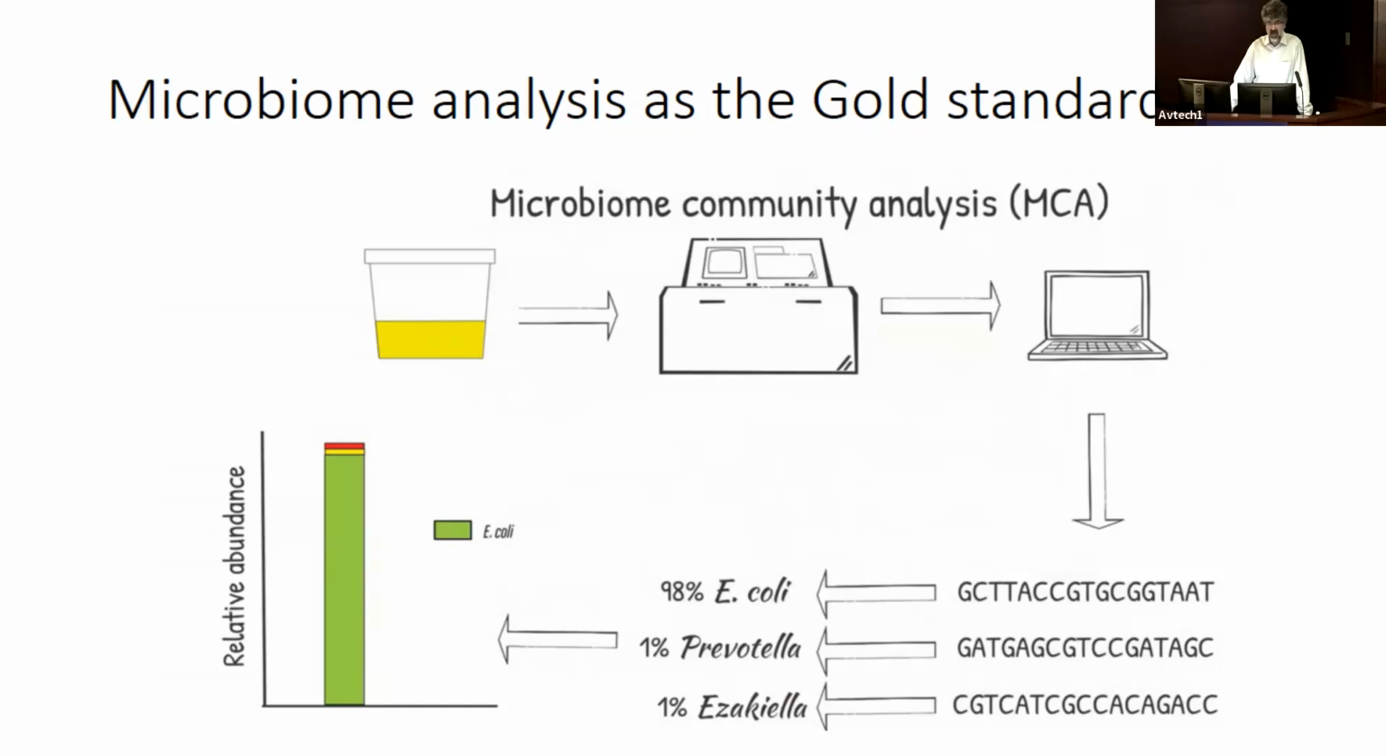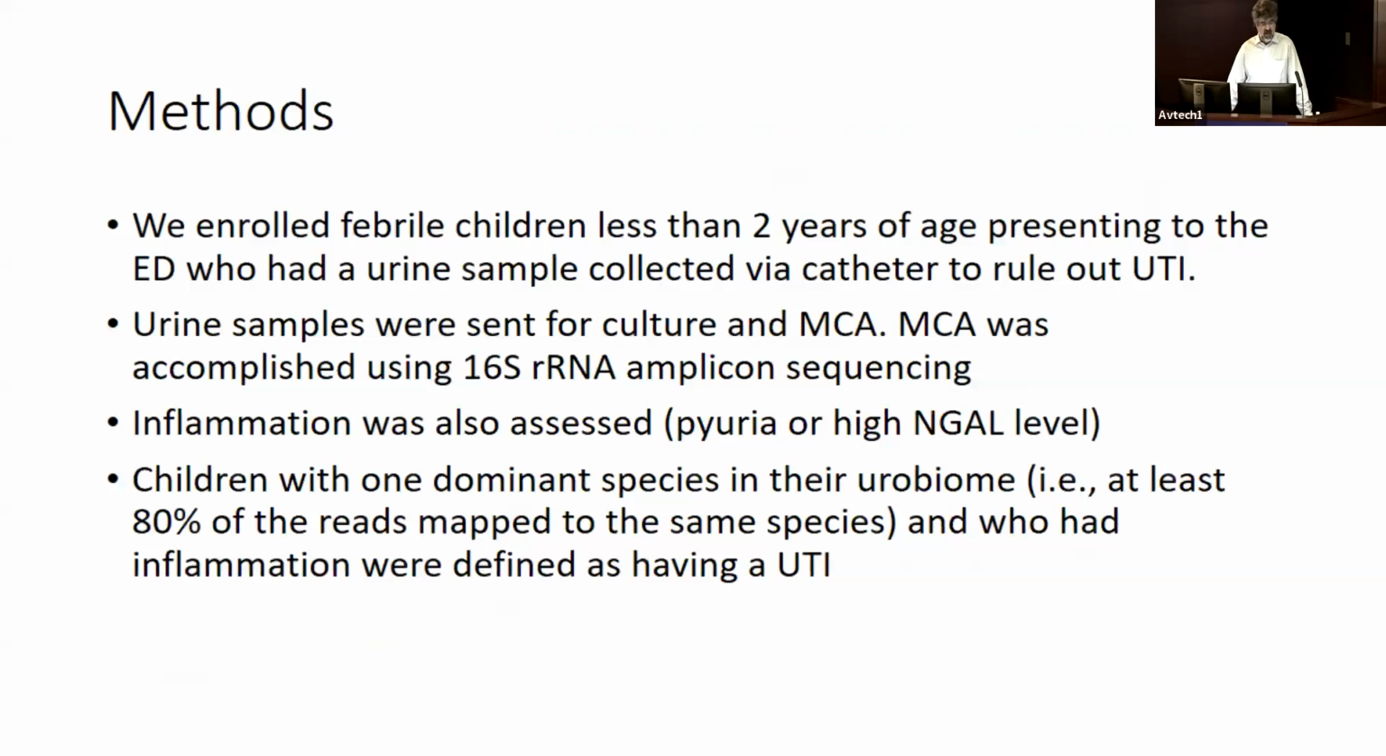We had done some work before this study to show that this test was actually a good gold standard. So in this study, this is the diagnostic accuracy study I'm talking about, we enrolled febrile children less than 2 years of age presenting to our emergency room who had a urine sample collected via catheter to rule out UTI. So they all had symptoms. Urine was sent for microbiome analysis, which I'm going to call MCA, accomplished using 16S rRNA amplicon sequencing.